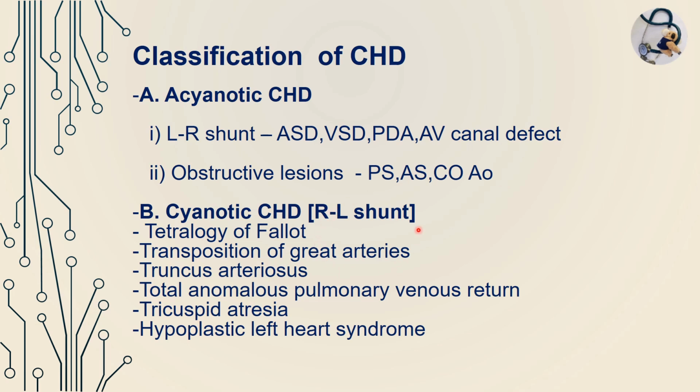Then you can remember 3 blue babies, or just remember 5 T's. So that way also you can remember: 3 holes, 3 tubes, and then 3 blue babies. That way also you can remember the classification of heart disease. All these diseases I'll discuss individually, where I'll be talking in detail.